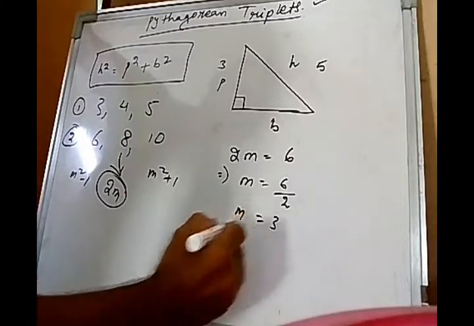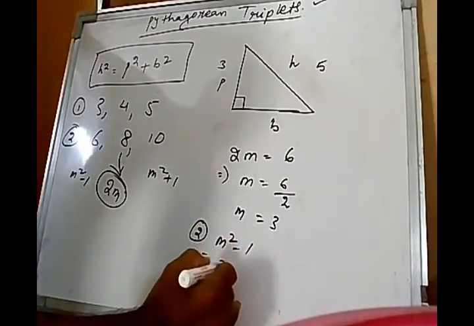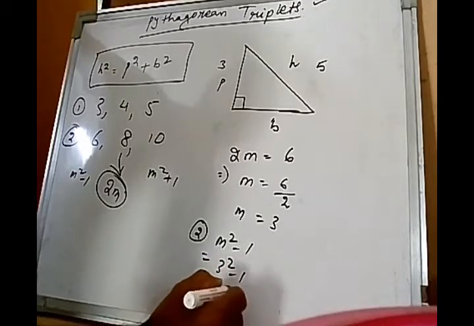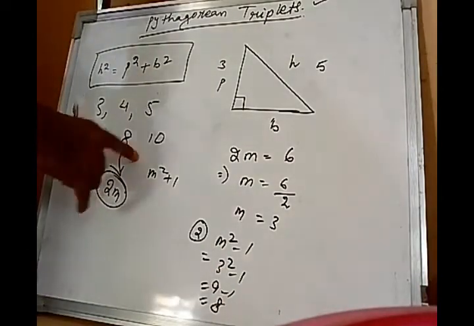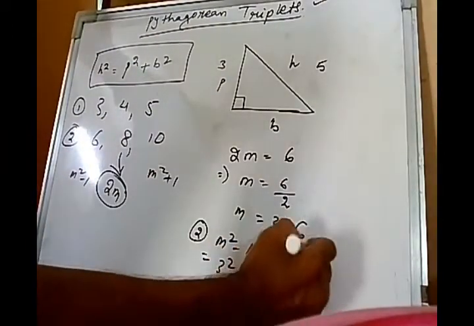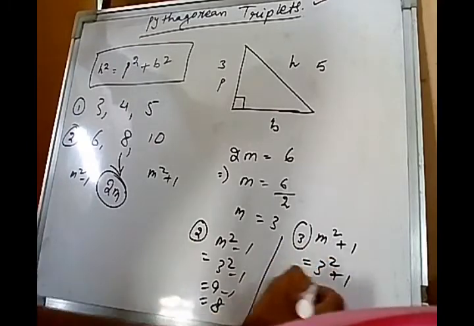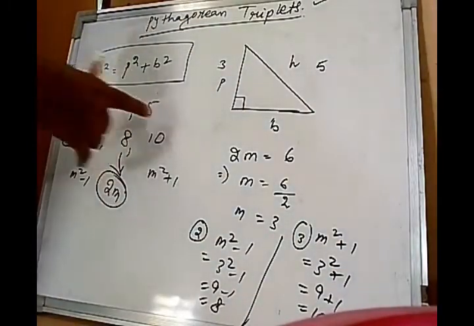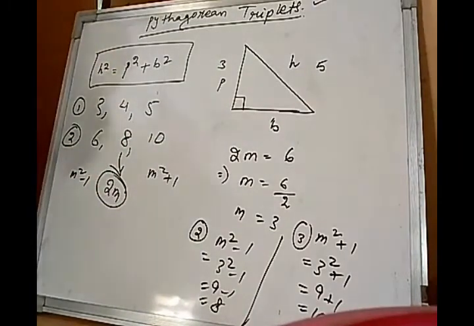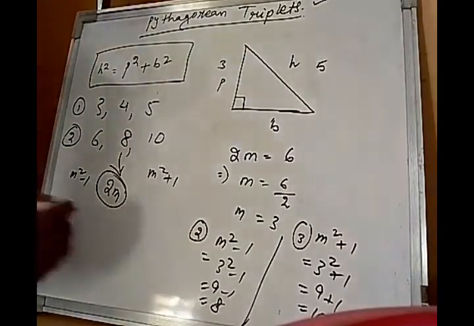If 2m equals to 6, then m equals to 6 upon 2, that is 3. If m equals to 3, then the second one is what? m square minus 1, that is 3 square minus 1, 9 minus 1 equals to 8. So 8 is also one of the numbers. Then the third one will be m square plus 1, that is 3 square plus 1, 9 plus 1 equals to 10. So 10 is also one of the numbers of the triplet. So 6, 8, 10 are the three Pythagorean triplets of this number system.